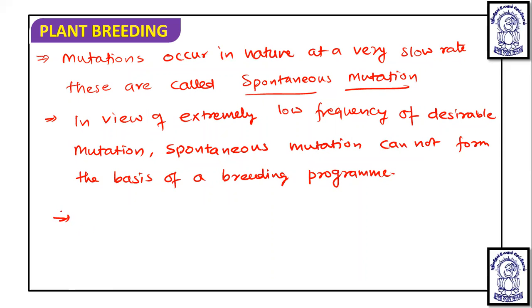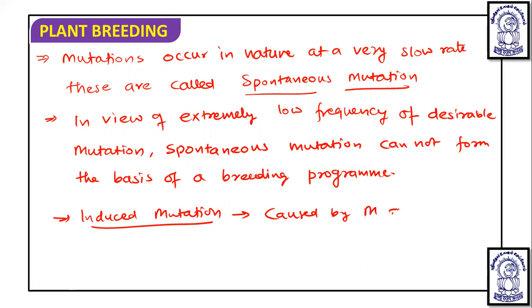So there is a need for induced mutation. Induced mutations are artificially caused by mutagens. Certain agents have the ability to induce mutation, and they are known as mutagens. When a mutagen causes a mutation, it is known as induced mutation.